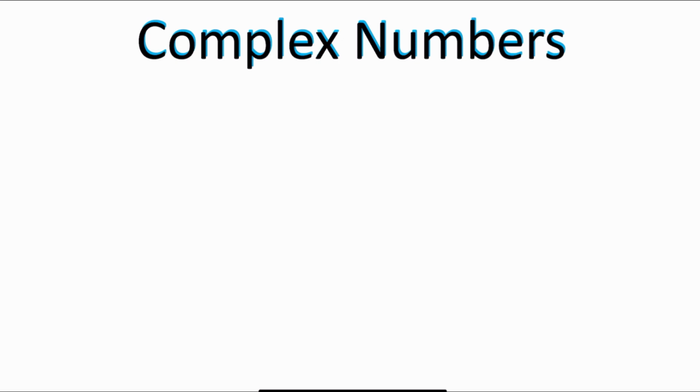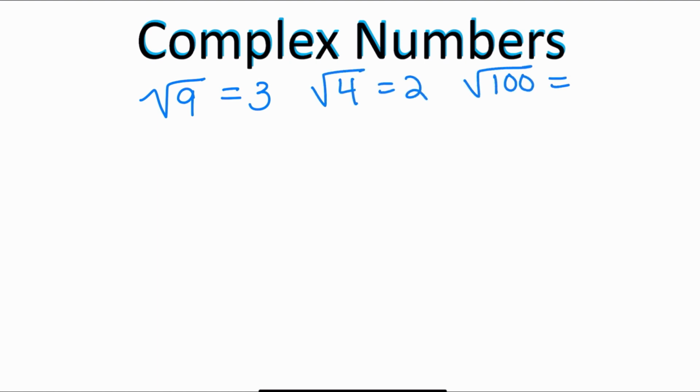You know that we can take the square root of positive numbers. The square root of 9 is 3, the square root of 4 is 2, the square root of 100 is 10. We know that. Now, we cannot take the square root of -9 because there is no number that's going to multiply by itself twice to end up with a negative number. A negative times a negative is always going to give me a positive. And so to work around this issue, mathematicians have invented complex numbers.